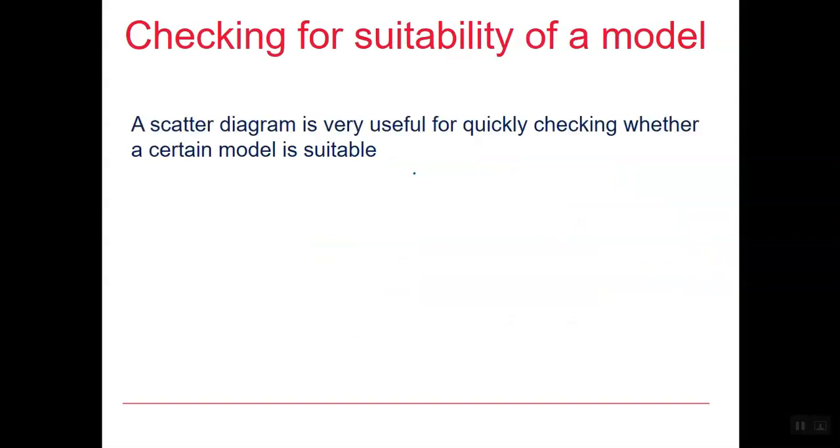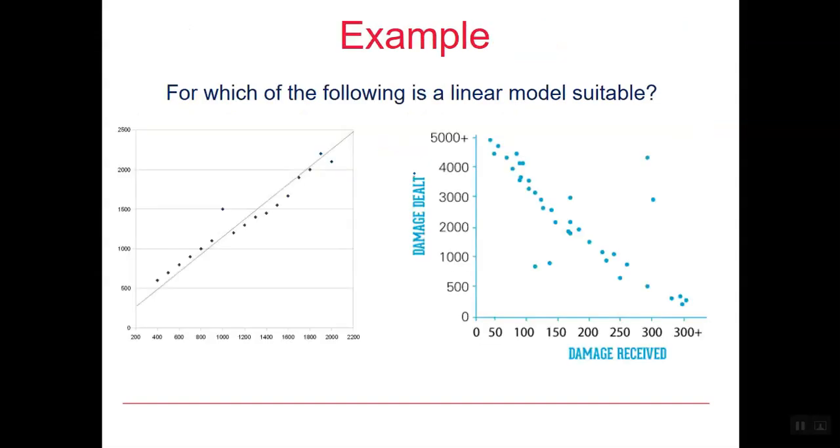A scatter diagram is very useful for quickly checking whether a certain model is suitable. Let's look at the graphs again to see what this means. For which of the following is a linear model suitable?